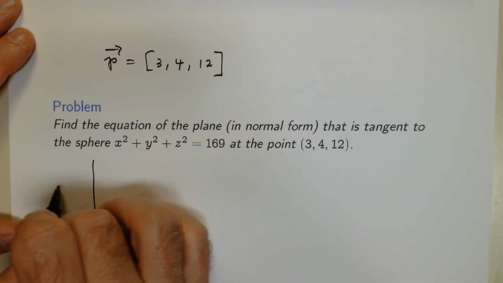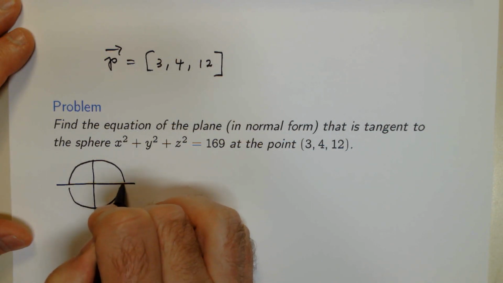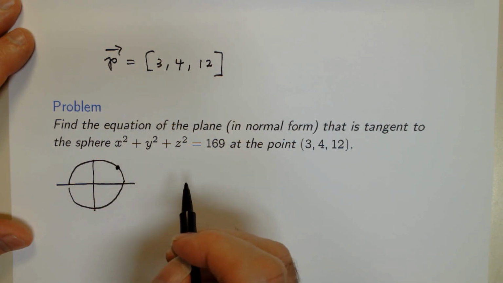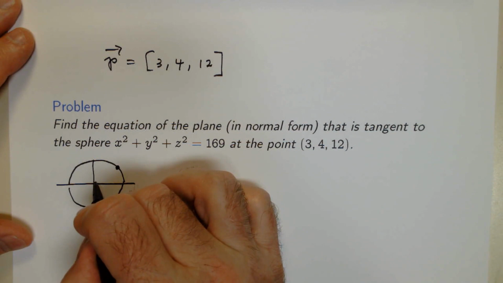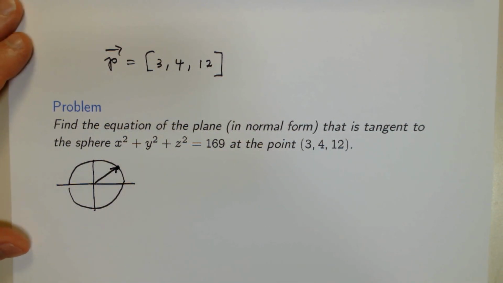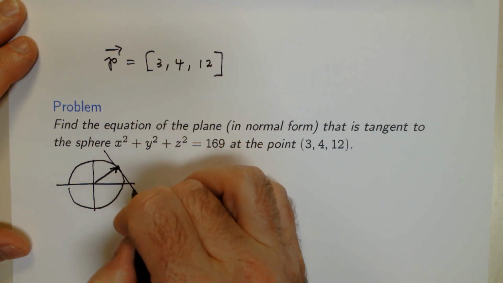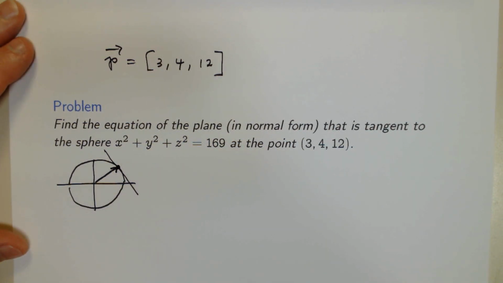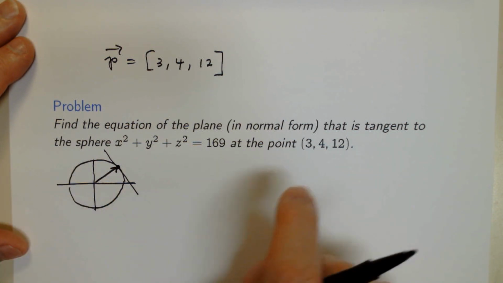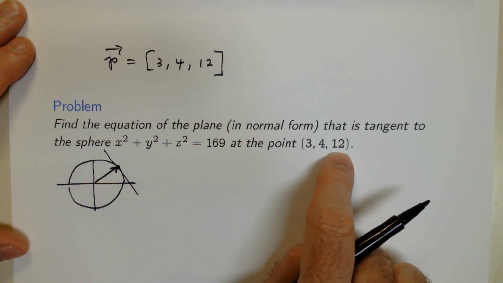When I have a circle centered at the origin, if I take any point on that circle at all, and I think about this vector, the vector that starts at the origin and terminates at that point, that's always going to be normal to the line that's tangent to the circle at that point. So in other words, the normal vector that we need is the vector that I get by simply using the vector 3, 4, 12. Okay?